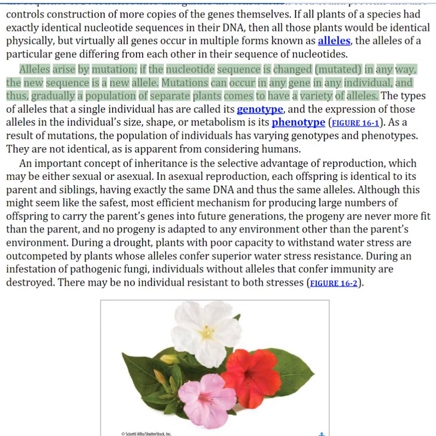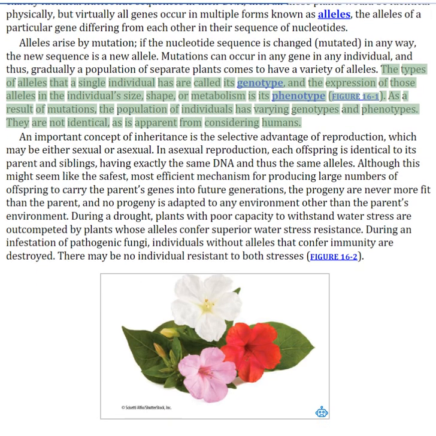Alleles arise by mutation. If the nucleotide sequence is changed in any way, the new sequence is a new allele. Mutations can occur in any gene in any individual, and thus, gradually a population of separate plants comes to have a variety of alleles. The types of alleles that a single individual has are called its genotype, and the expression of those alleles in the individual's size, shape, or metabolism is its phenotype. As a result of mutations, the population of individuals has varying genotypes and phenotypes. They are not identical, as is apparent from considering humans.